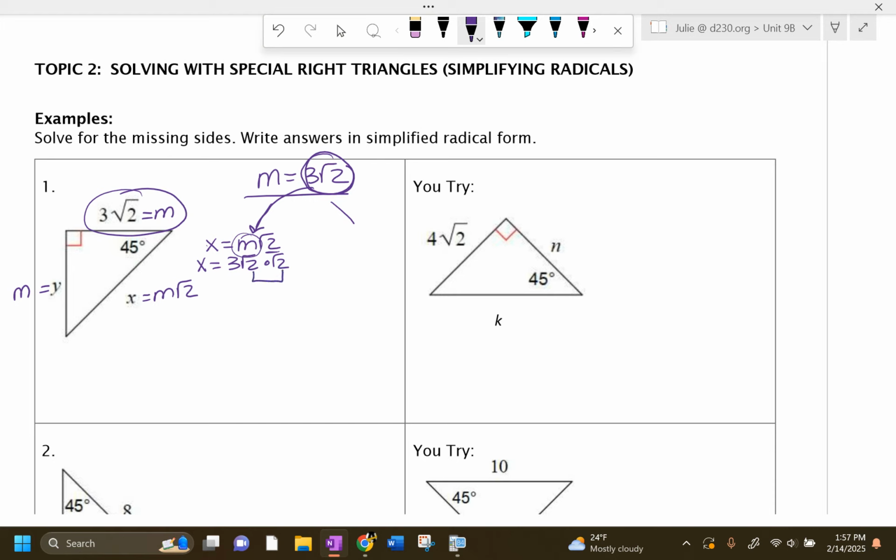So the square root of 2 times the square root of 2 is 2. Bring down the 3. And now these are both outside numbers, so I can multiply them together and I get x equaling 6. All right, and then the last side is y. Y is just equal to m. So I could put that on the right-hand side, and y is by itself and simplified.